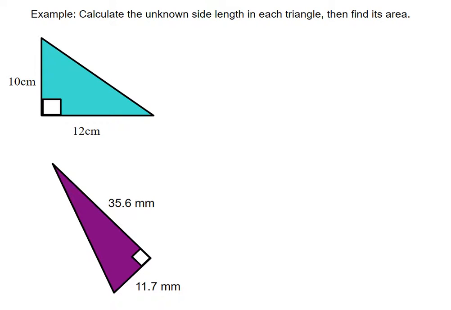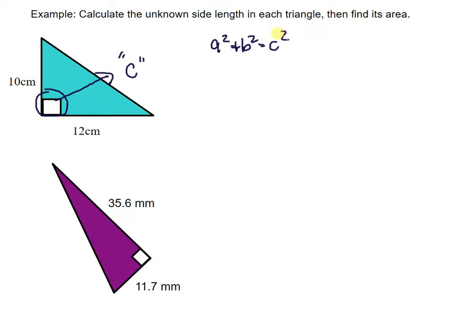An example. So let's calculate the unknown side length in each triangle, and then we'll find its area, okay? So we know that this is a right triangle, so we use the arrow method. Let's label C, okay? So let's go A squared plus B squared equals C squared.